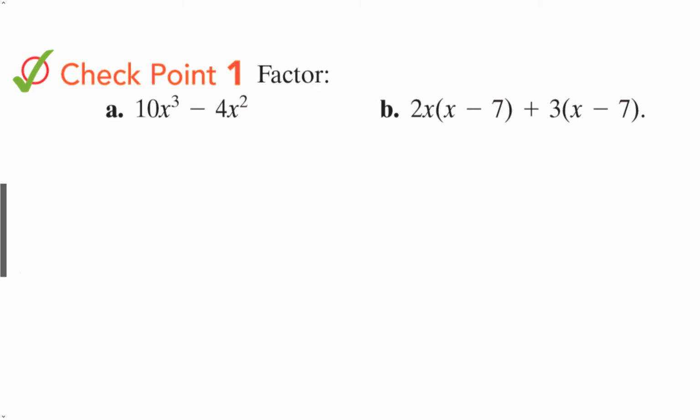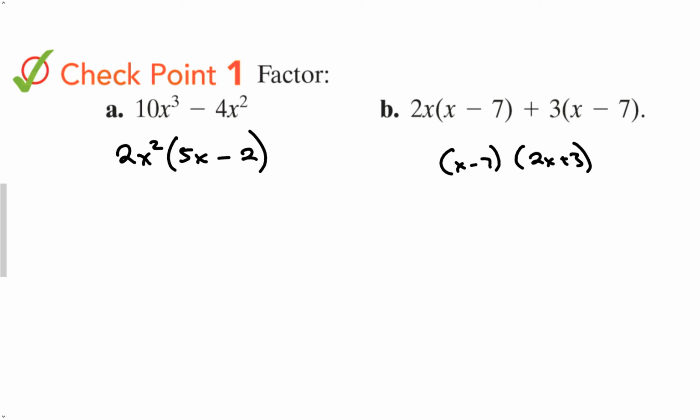Let's do our checkpoint problems. Same idea here. In the first one, I can't factor out a 4 because 4 doesn't go into 10, but I can factor out a 2, and the smallest exponent with the base that's common to both, so 2x squared. And that's left with 5x minus 2. With this one, I can factor out the binomial factor of x minus 7, and I'm left with 2x plus 3.